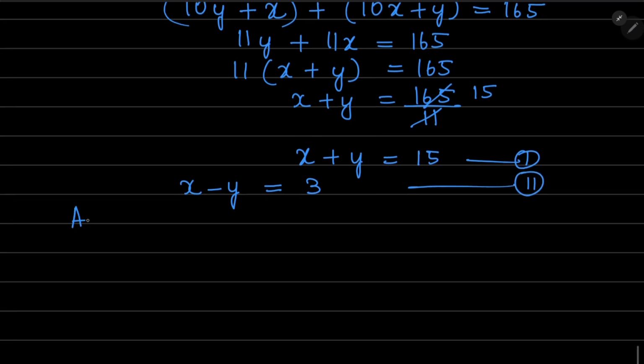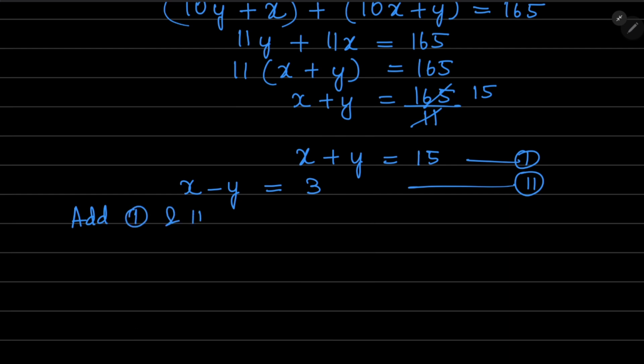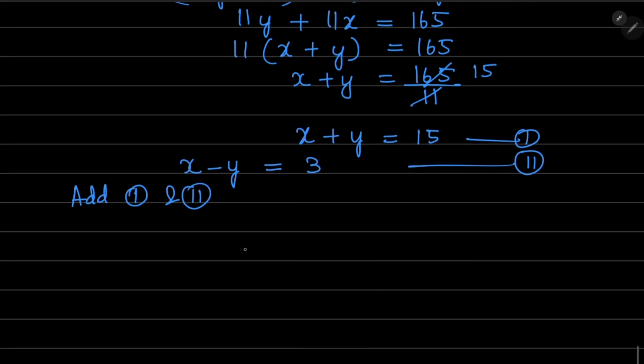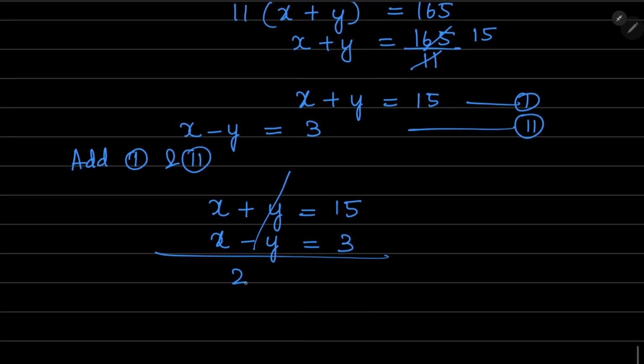Just add. Because I have a plus y in the first equation and a minus y in the second equation. So adding 1 and 2. What do you get? X plus y equal to 15. X minus y equal to 3. Just add them. You don't have to change the sign. So what do you get? 2x equal to 18. X equal to 9.